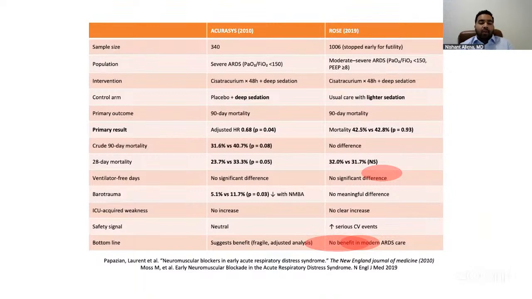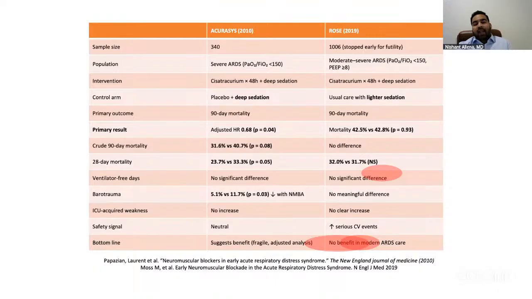But if you look at the sedation protocols for both of them, the sedation protocols are the difference. So in ACURASYS, all of the patients had deep sedation compared to ROSE, wherein your patients had lighter sedation. The primary outcome that they looked at was the same in both the trials, which was the 90-day mortality. And the primary result was that ACURASYS suggested benefit, wherein the 28-day mortality was 23.7% compared to 33%. But the ROSE trial showed that there was no benefit in modern ARDS care.